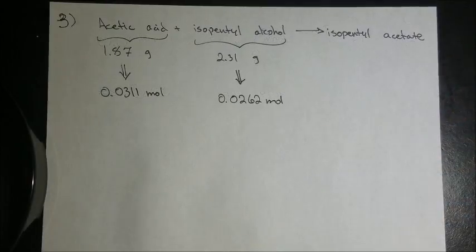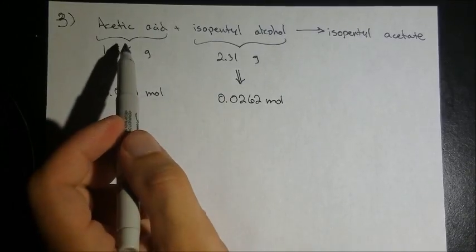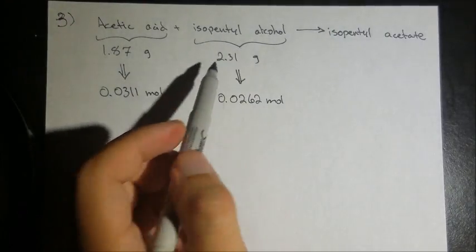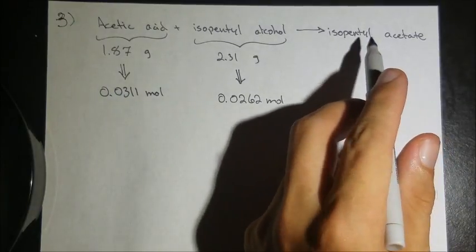Number 3 seemed to be a little bit tricky because it was a little bit unclear as to what the mole-to-mole ratio is here of acetic acid and isopentyl alcohol reacting to make isopentyl acetate. So, yeah, I apologize for that. I see where a lot of the confusion came from. I think that it is fairly okay to make the assumption, however, that the acetic acid and isopentyl alcohol will react with a 1-to-1 mole ratio with isopentyl acetate.